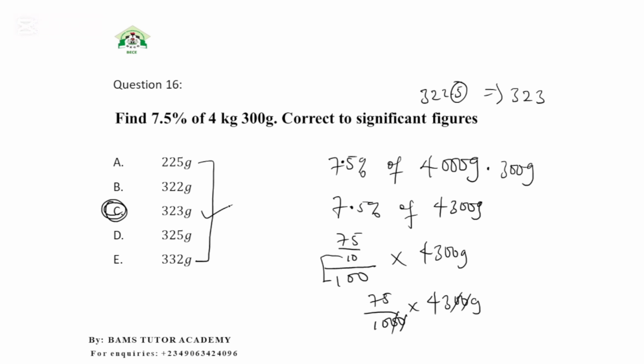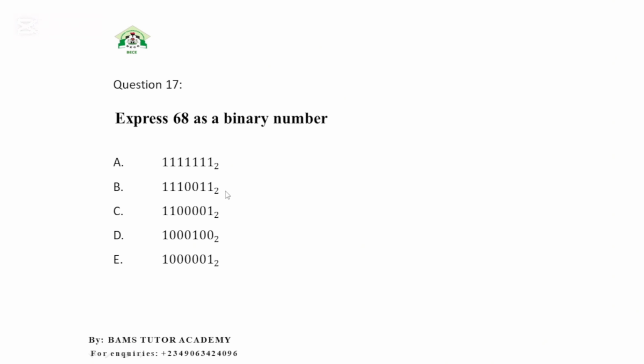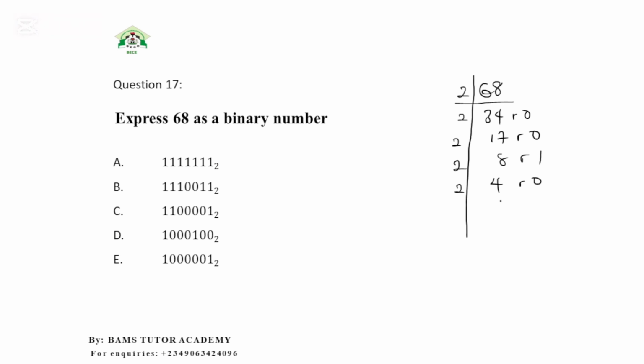Okay, so let's move into question 17. Very good. Express 68 as a binary number. So what do we do? Just divide all through by 2 till you get to the last point. So 2 in 68, that's 34, remainder 0. 2 in 34, that's 17, remainder 0. 2 in 17, that's 8, remainder 1. 2 in 8 is 4, remainder 0. 2 in 4 is 2, remainder 0. 2 in 2 is 1, remainder 0. 2 in 1 cannot go, so we still have our 1 back.